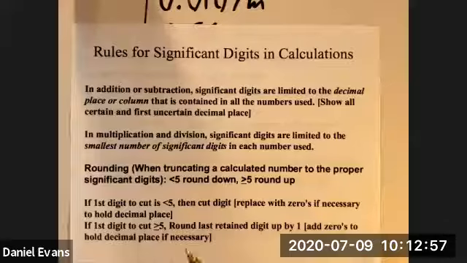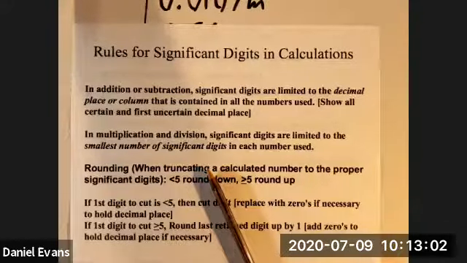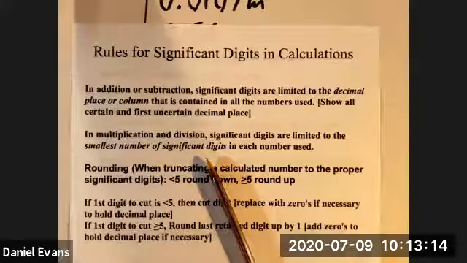In multiplication and division, we care about how many significant digits that we have. So we're limited to the least number of significant digits in the numbers that we're multiplying and dividing. This one's rather easy because we can just run it through our calculator, look at the numbers, find the least number of significant digits, and round our answer to that number. It gets more complicated when we're combining addition and subtraction with multiplication and division. I'll show a couple of examples of that.